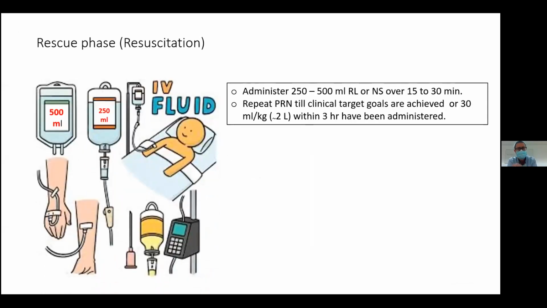Rescue phase of resuscitation. Here we said that the patient is very unstable hemodynamically, hypotensive, oliguric, with high lactate, and in that phase you have to restore the intravascular volume quickly. That's why you have to administer around 250 to 500 ml of Ringer's lactate or normal saline over 15 to 30 minutes. This is what we call an IV bolus or IV challenge. And then you repeat this amount until you get your clinical target, or until you reach a maximum of 30 ml per kg, around 2 liters, within 3 hours of administration.